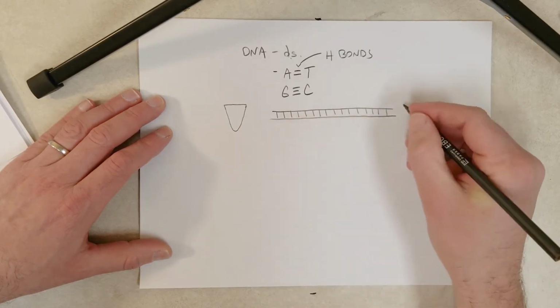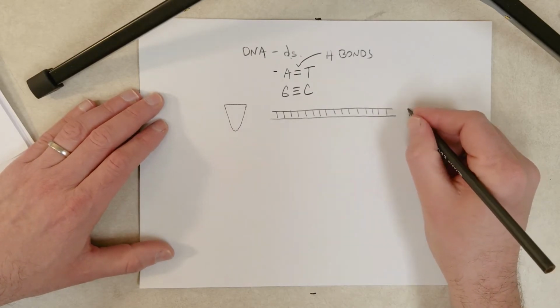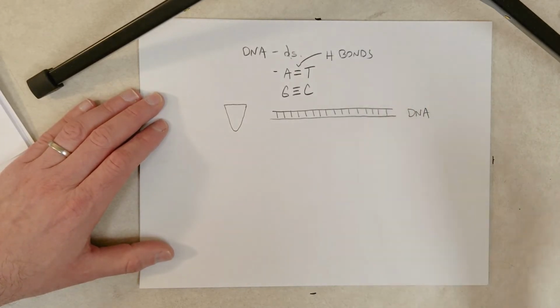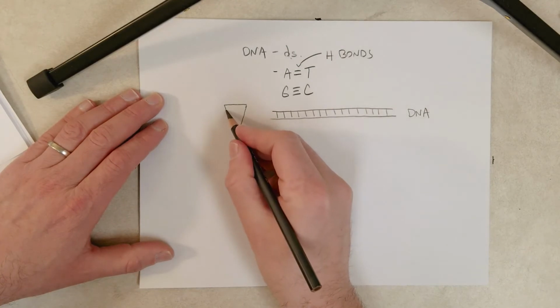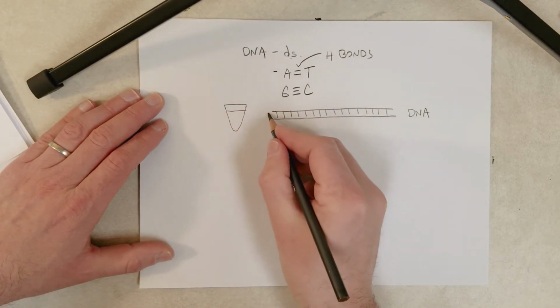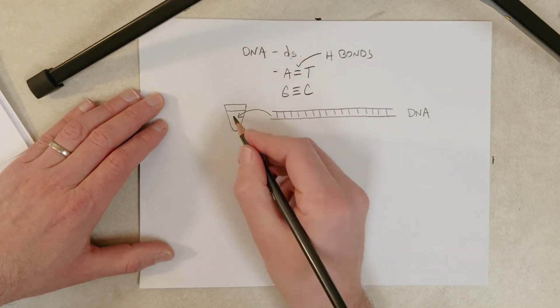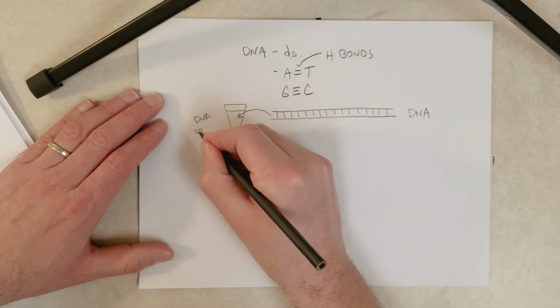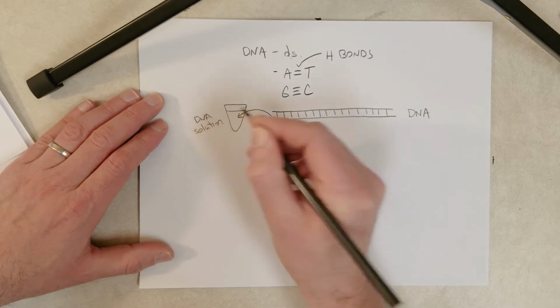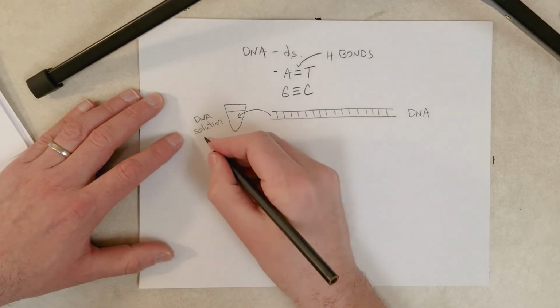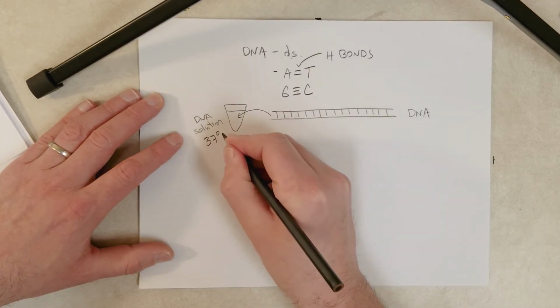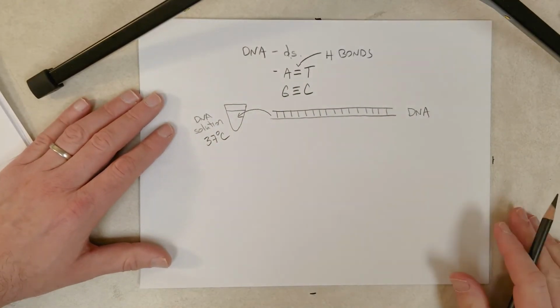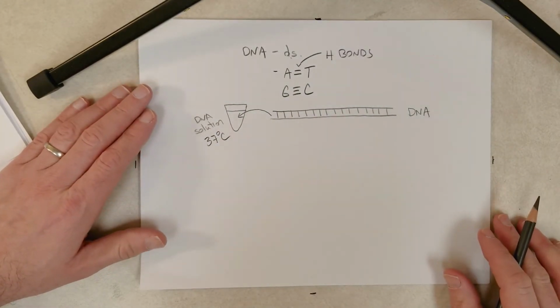Okay, so here's my diagram of a standard DNA molecule. This is a tube right here, and let's say this DNA is in a tube of water, so we have a solution of DNA. Now, let's say that solution is at 37 degrees Celsius, which is about human body temperature.